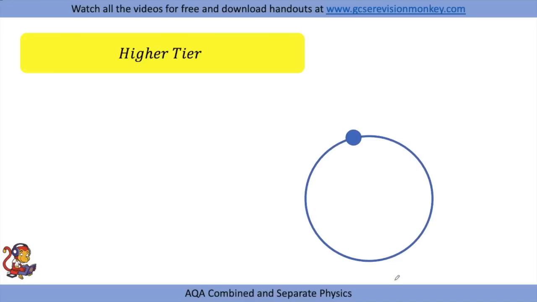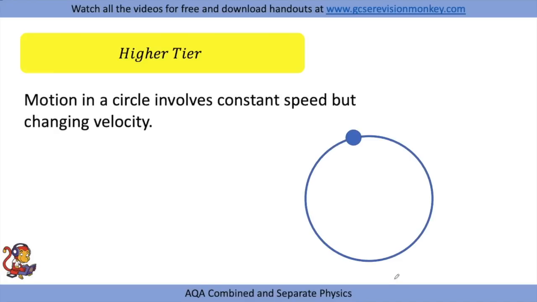A little something for higher tier then. Motion in a circle involves constant speed but changing velocity. This is just checking your understanding that speed is scalar and velocity is a vector. So something is travelling at constant speed but changing velocity. Now that must be because it's changing direction. So they'd have the same magnitude all the way around.